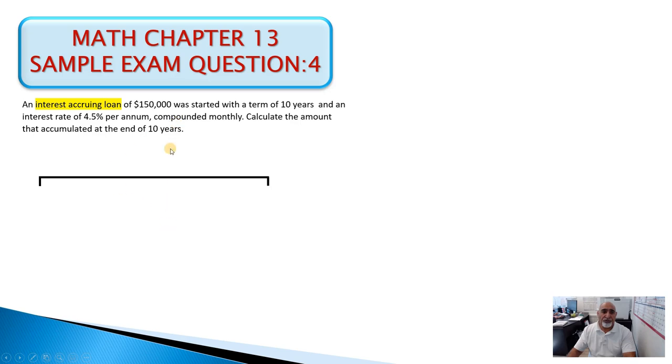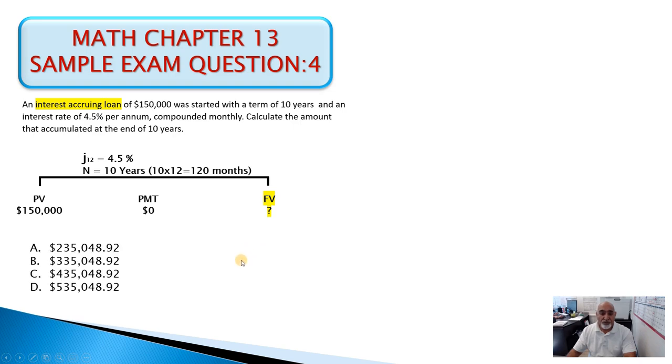Let's put the interest rates here. Interest rate J12 equals 4.5%. Time is 10 years. In this interest accruing loan, the time period is very, very important. I'll show you in a second. Loan is PV 150. For interest accruing, no payments are made. It's legally allowed to not make any payments. And we're looking for FV. So these are my choices.